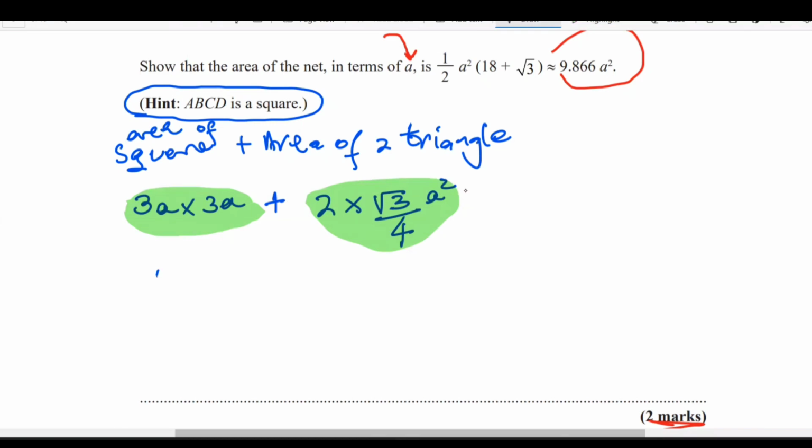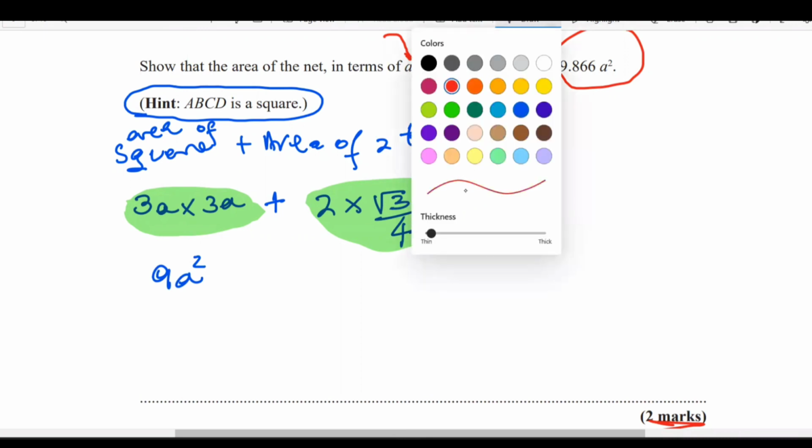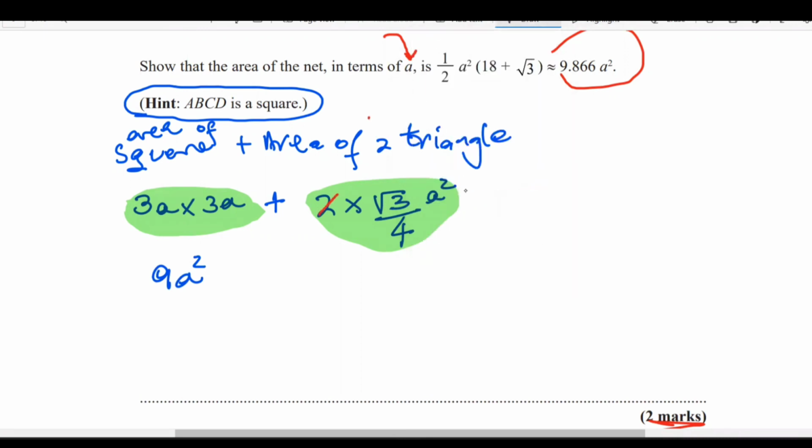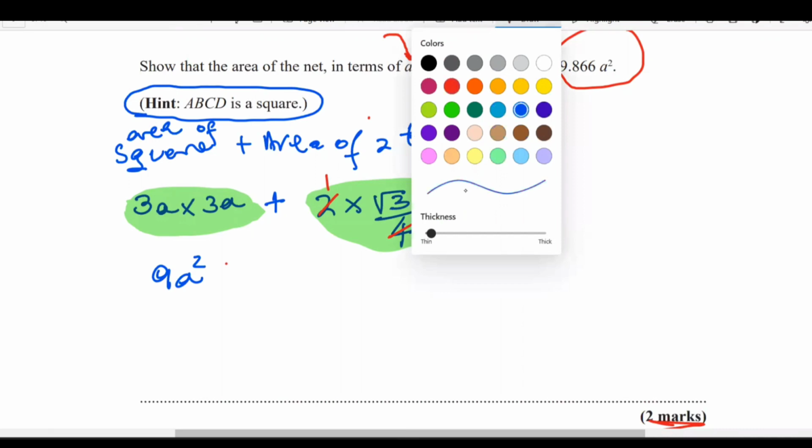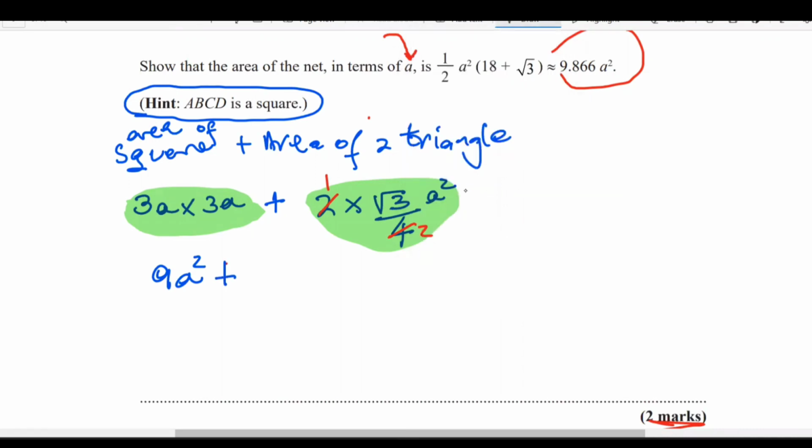This becomes 9A squared. But I would want to cancel now because I like to work simple. I would like to cancel 2 into itself 1 and 2 into the 4, 2 under the bottom there. So basically, this is where I'm at. I have plus, and this is like half, but I'm just going to put it like this: root 3 over 2A squared. Now, we actually have the answer, right?